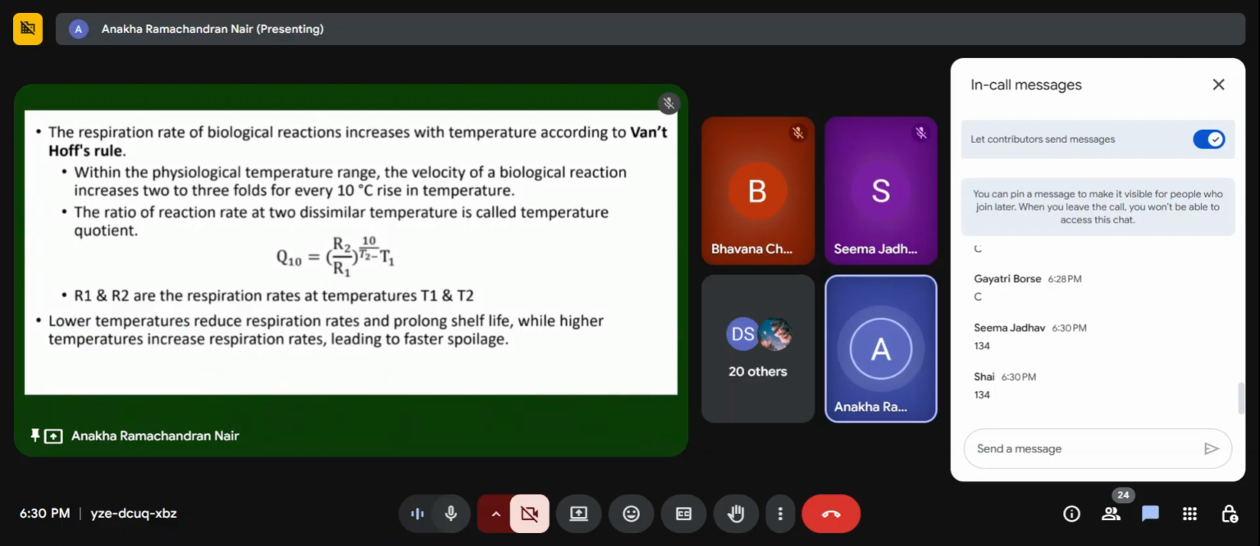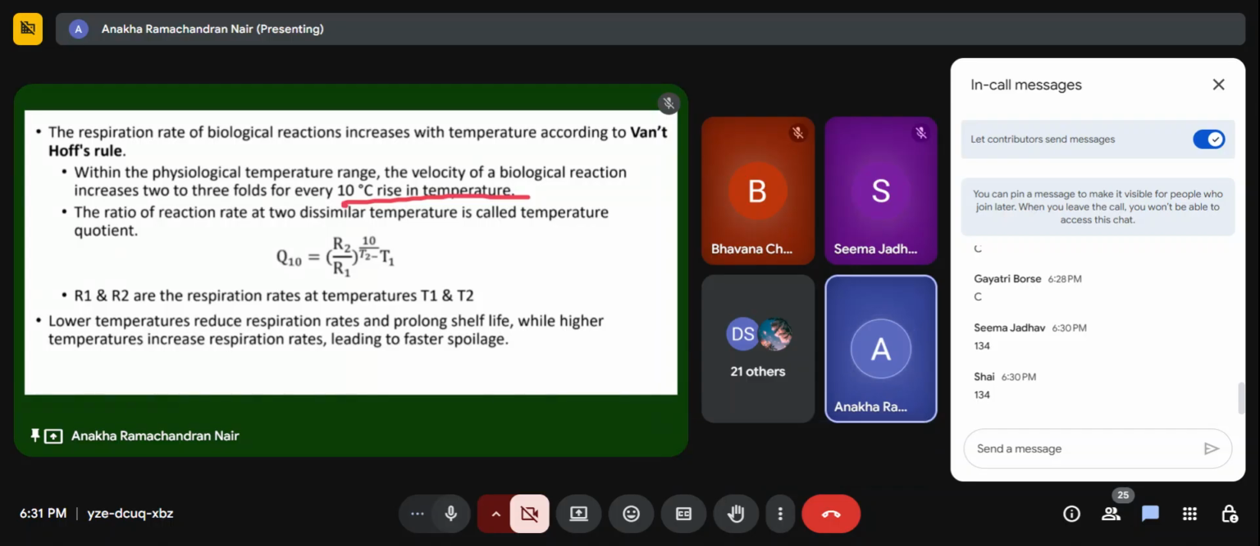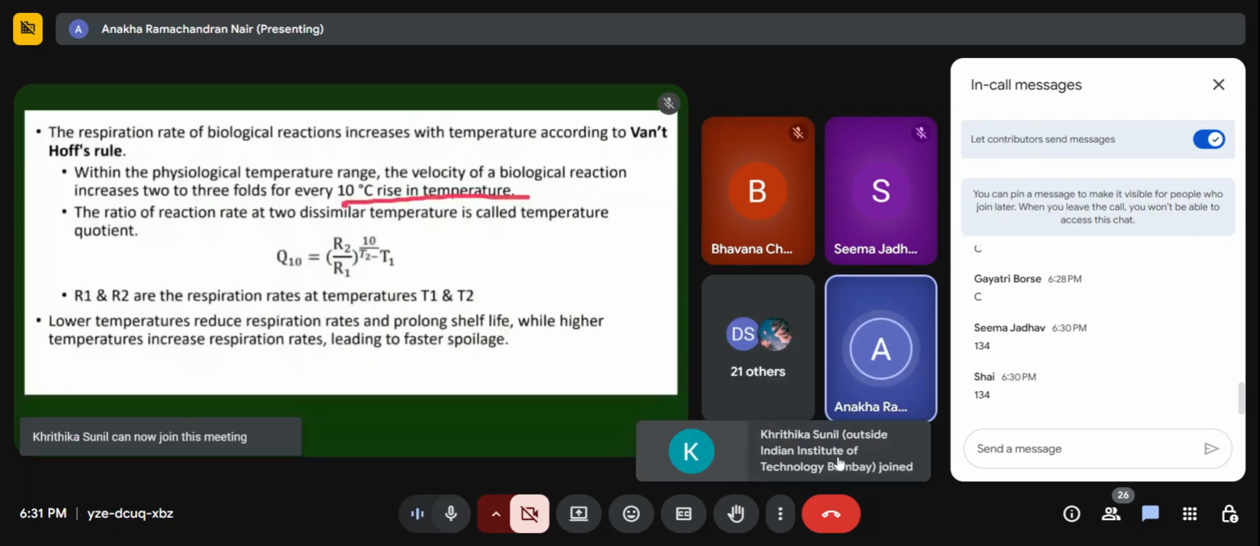So the respiratory rate of a biological reaction increases with temperature according to the Van't Hoff rules, right? Within the physiological temperature range, the velocity of a biological reaction increases 2 to 3 folds. That means the reaction rate increases 2 to 3 folds for every 10 degree Celsius rise in temperature, right? And lower temperatures reduce respiratory rate, and therefore they prolong shelf life. That is why you keep produce in the refrigerator, right? And higher temperatures increase the respiratory rate, leading to faster spoilage. That is why you have more spoilage compared to normal in summertime, right?